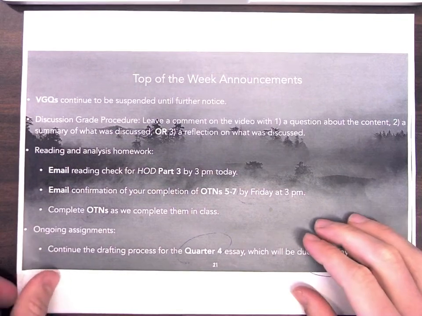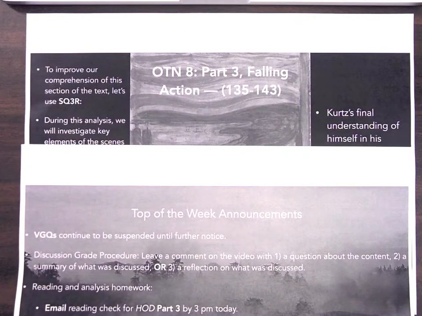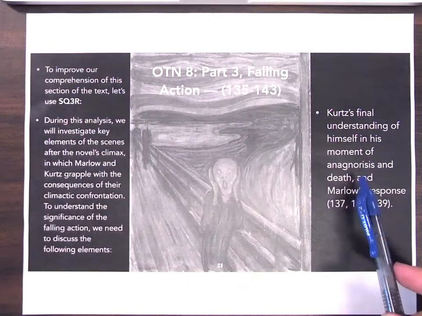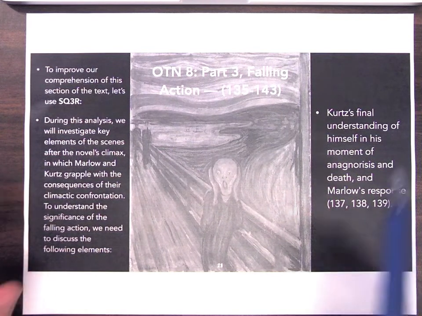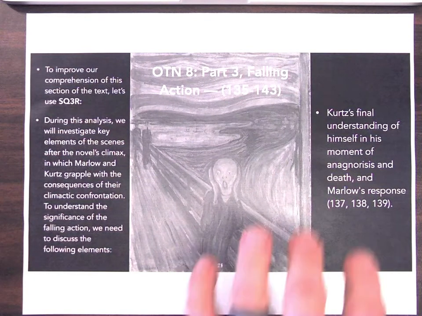Today we're going to finish up our work on OTN 8, which analyzes the falling action of Heart of Darkness, looking specifically at pages 135 through 143. I've altered the prompt for our analysis today slightly, and I changed it on RenWeb as well, so if you have an outline of your notes, you might want to change this prompt.